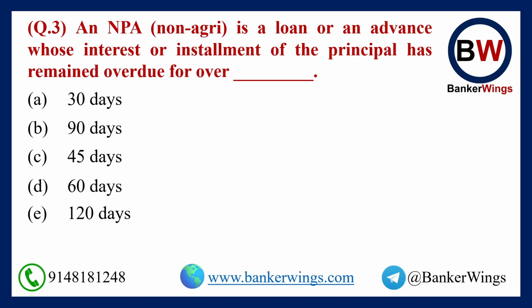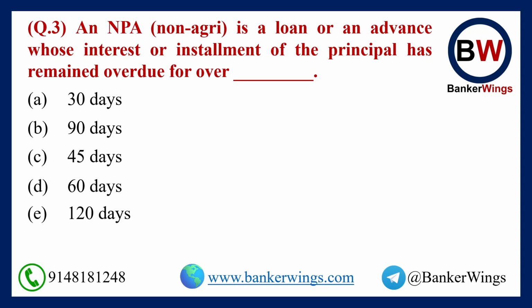Now by answering this question, you will get a very good understanding of what NPA is. So we already know that once the borrower does not pay either interest or the principal on the set date, that amount will be called overdue, and the loan account will also be called an overdue loan account. But if it remains overdue for a certain number of days, then it will be classified as NPA. But for how many days should it remain overdue to be classified as NPA? That is the question. So if a non-agri loan account remains overdue for 30 days, will it become NPA? Or if it remains overdue for 90 days, then it will become NPA, or for 45 days or 60 days or 120 days. So that is the question.